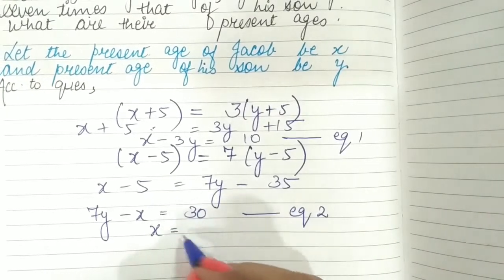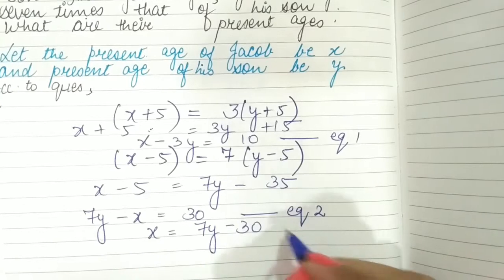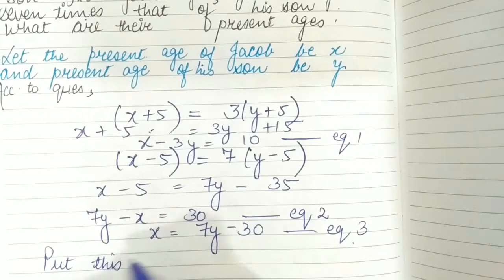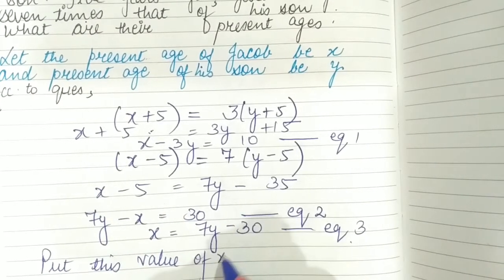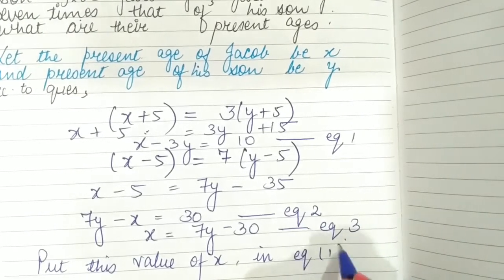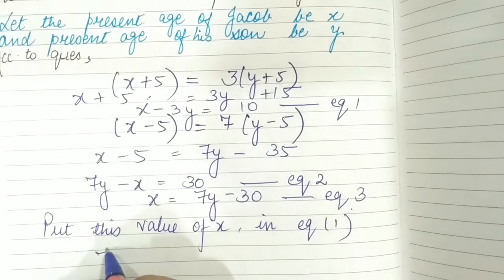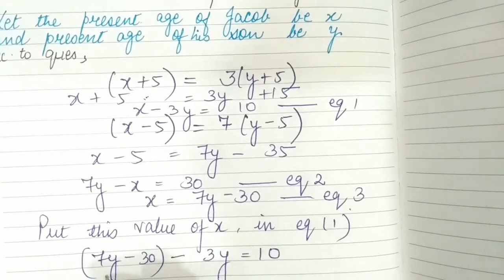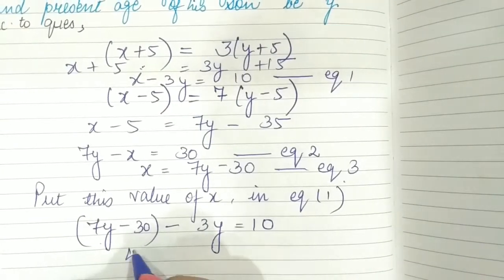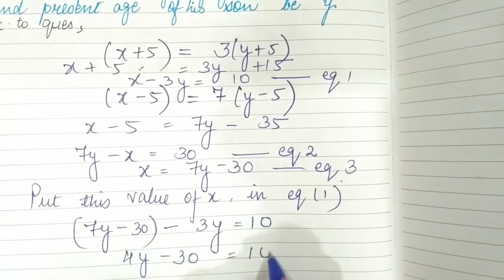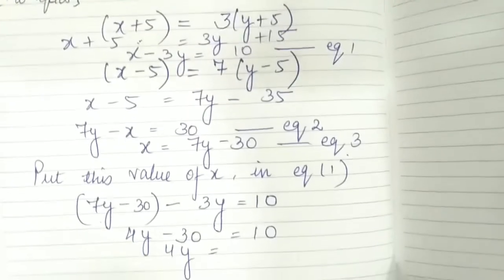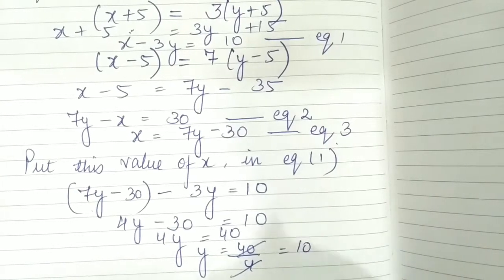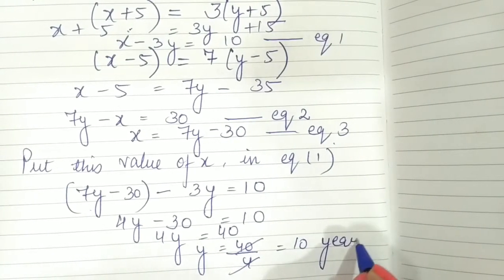The value of x from here will be 7y minus 30. Put this value of x in equation 1. So what we are going to get is 7y minus 30 minus 3y equals to 10. 7y minus 3y will be 4y minus 30 equals to 10. 4y equals to 30 plus 10, that is 40, and y will be 40 by 4, that is 10. So present age of his son is 10 years.